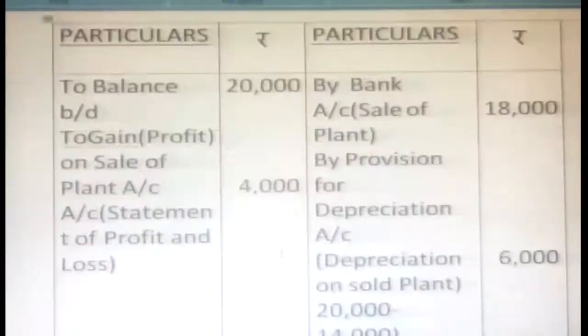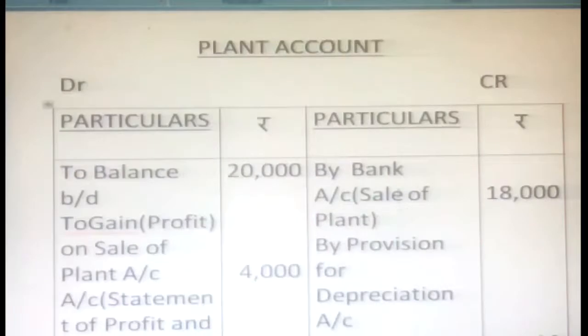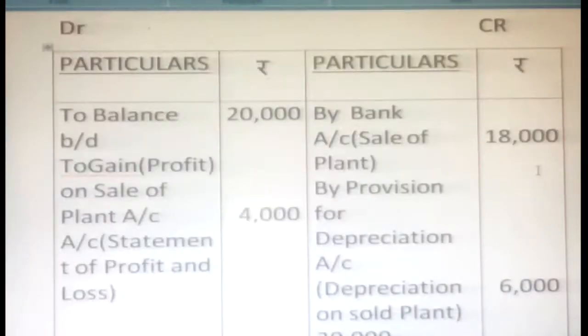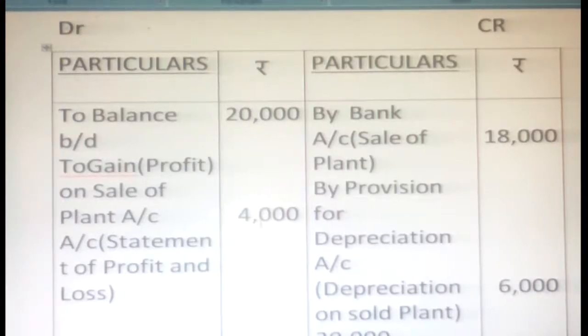So how much is sold? That's why, by bank account, the sale of plant is shown. So nothing but plant account debit, bank account credit to plant account. That's why by bank account 18,000. Similarly, what is our gain? Here the gain is 4,000, because 14,000 is the book value of our asset, and it is sold for 18,000. So naturally 4,000 is the difference. That's why the gain is 4,000.